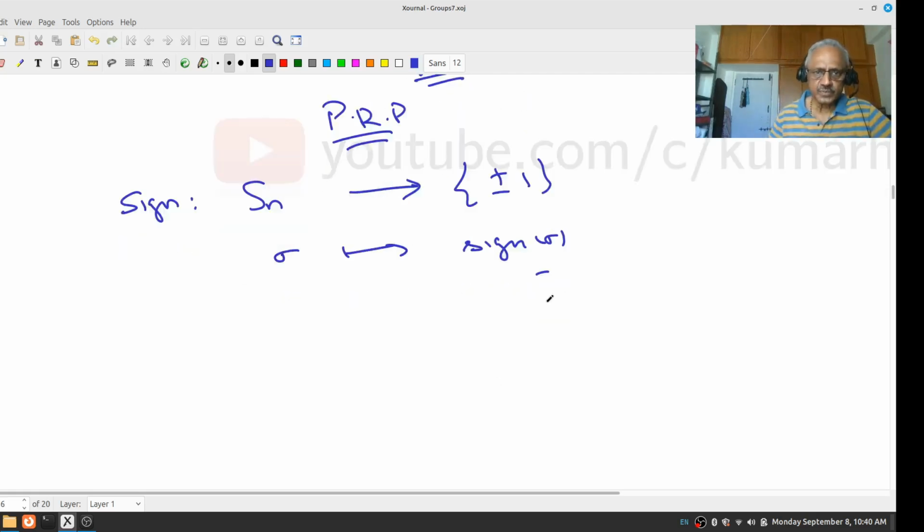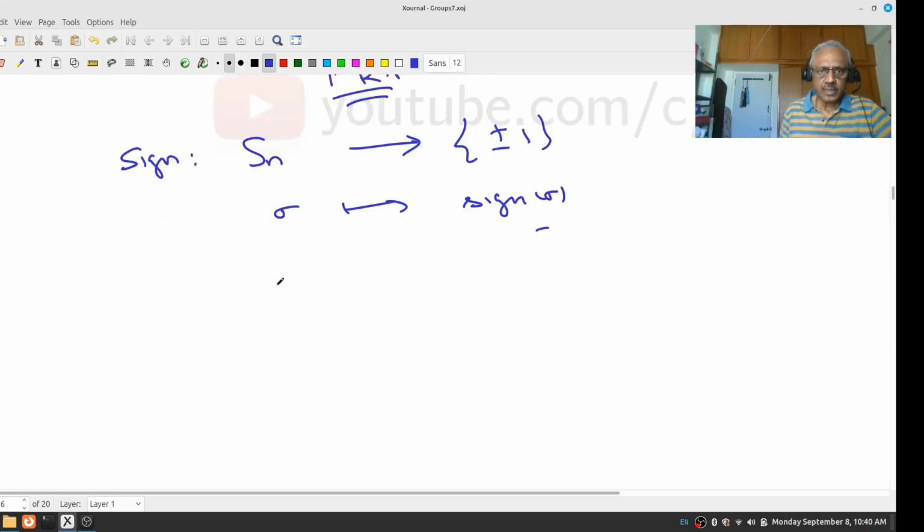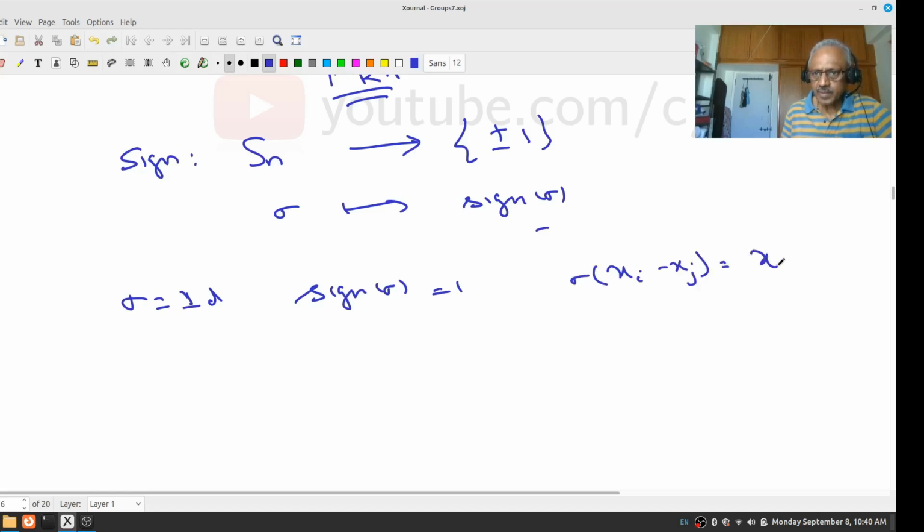Okay, it's plus or minus 1. Is that clear? Very good. Now, what is the sign of the identity? Suppose sigma is the identity. The sign of sigma is 1. Is this clear? Because xi minus xj, when I apply sigma to that, is going to be xi minus xj only. So there is no difference. That's the first example.